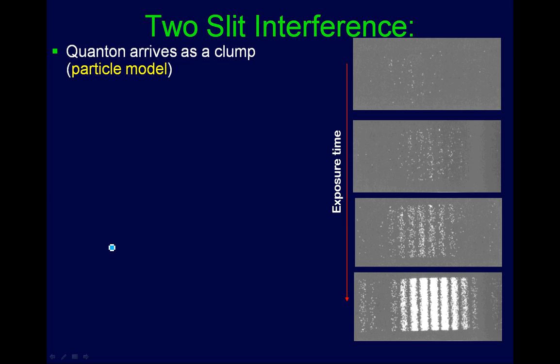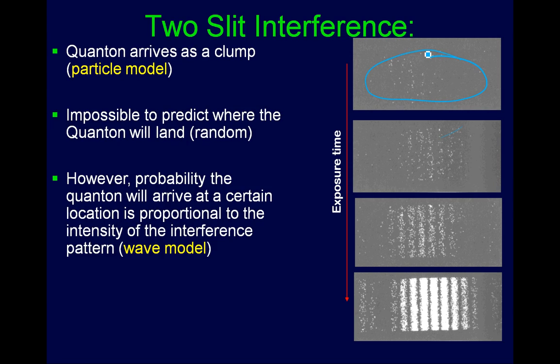So when we do the two-slit interference at the particle level like this, what happens is the quanton arrives as a clump, and we can see that over here in this picture. So the quantons will start to arrive as little clumps over here. And it's impossible to predict where it will land, so it seems random. However, as more and more land, and you see here on this picture, this is the exposure time, you see a pattern emerging, and you get what is basically our two-slit interference pattern. And so the arrival of the quanton is very particle. It arrives as a big clump.